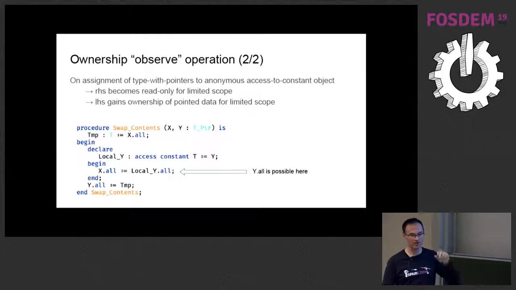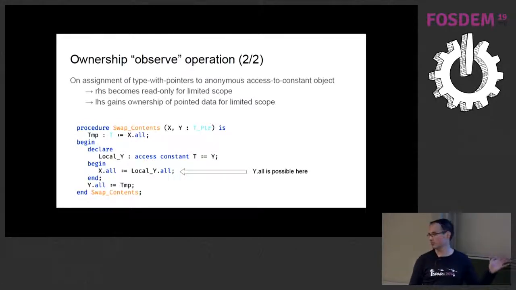So this was for constant and parameter. The more complex observer is, like previously, the local observer. And here we recognize it, that's our choice of design, by saying that it's a local variable of an anonymous access to constant. So not a named type like before. And here, instead of a move, again, we do an observe. So Y has a read-only access to the underlying memory, and during its scope, X also has a read-only access. So I can read local Y here, and the memory pointed to.